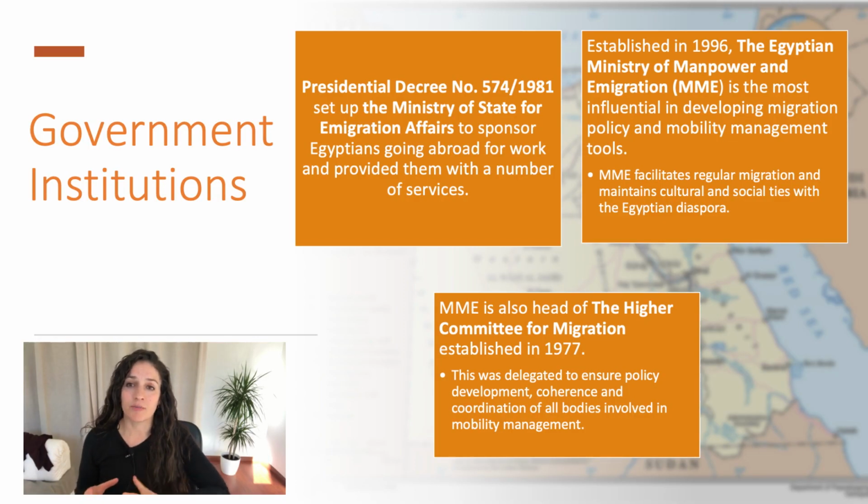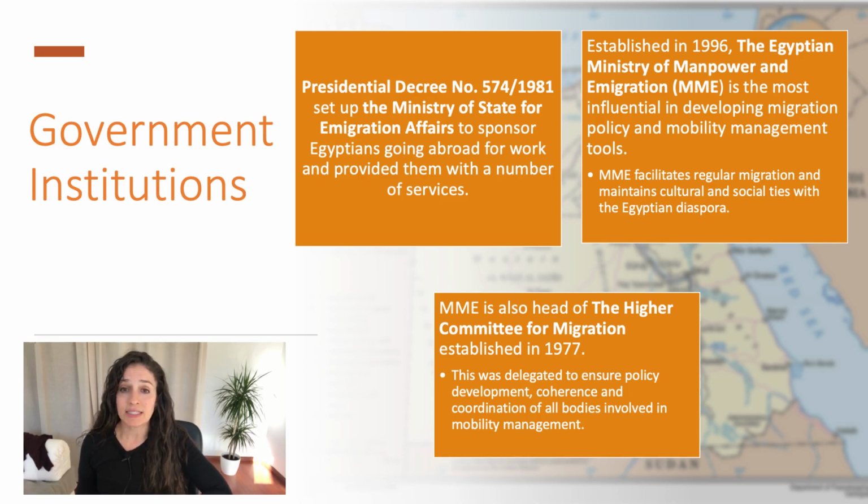So let's look at the government institutions involved in migration in Egypt. Starting in the 1980s, the Egyptian government has set up specialized agencies and passed legislation to organize migration and build links between Egyptian immigrants and their countries of origin. So the Presidential Decree 574 in 1981 set up the Ministry of State for Immigration Affairs to sponsor Egyptians going abroad for work and provide them with a number of services. It also drew upon an overall migration strategy aimed at national development.